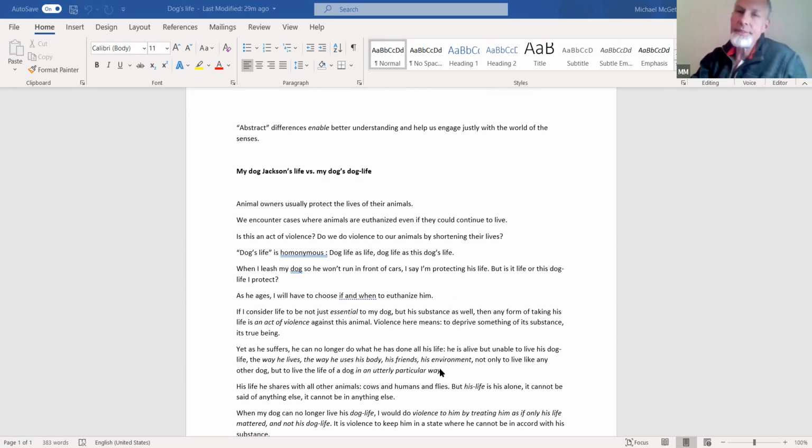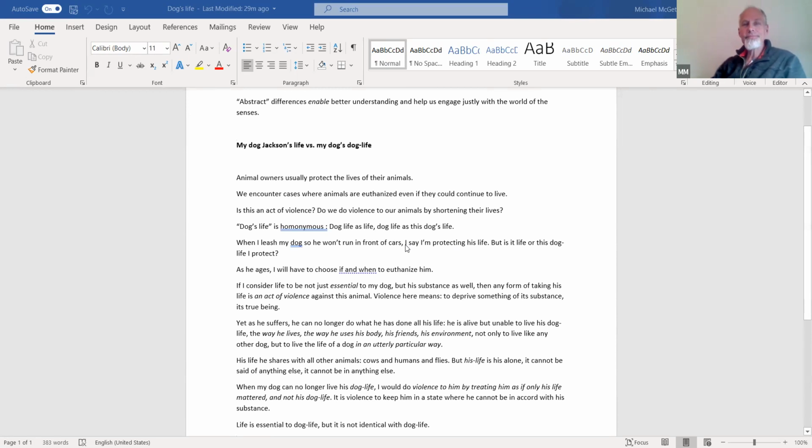And I just wrote down some thoughts here that I want to share with you, just to show how I think that this is the kind of thought that Aristotle leads you to have that may well make you a better person. Okay, so I start this off by saying abstract differences of the kind that we've been discussing enable better understanding of the sensible world and help us engage more justly with the world of the senses.